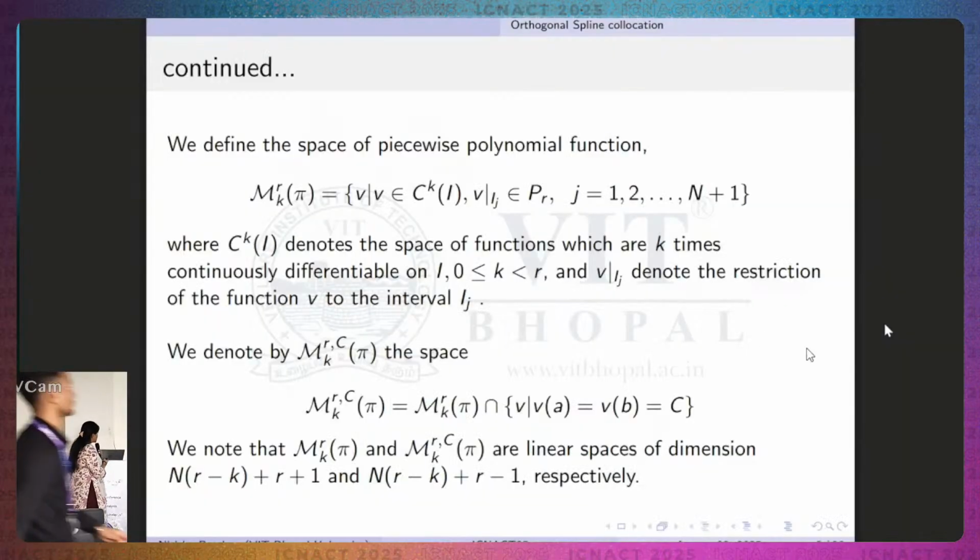So we suppose P_r is the polynomial space and pi is the partition of the interval. Then we define the piecewise polynomial space M_k, where C^k represents functions that are k times continuously differentiable. Then we define another space, M_k^0, which is our boundary condition space. Now this is the formula to find the dimension of these linear spaces.